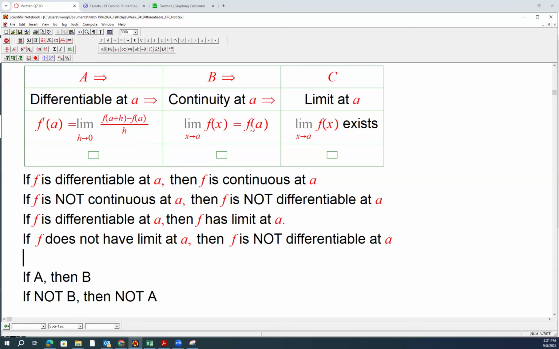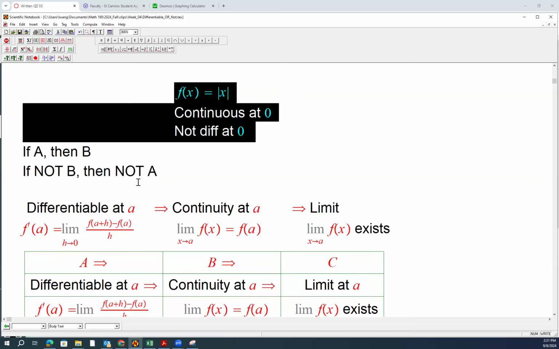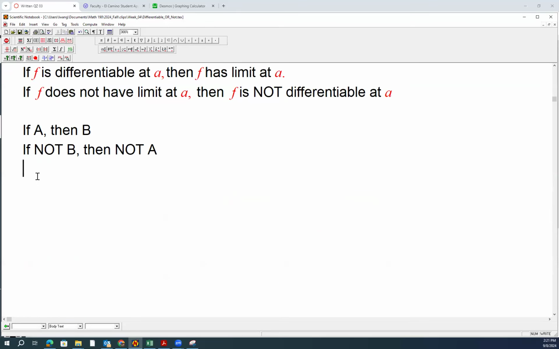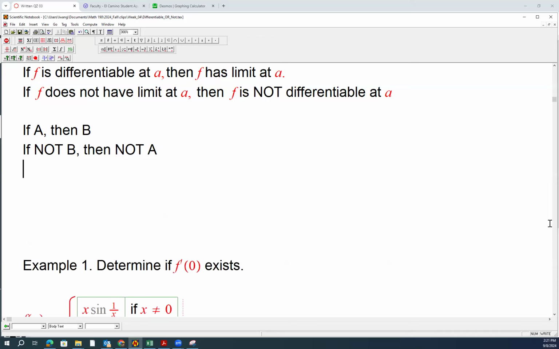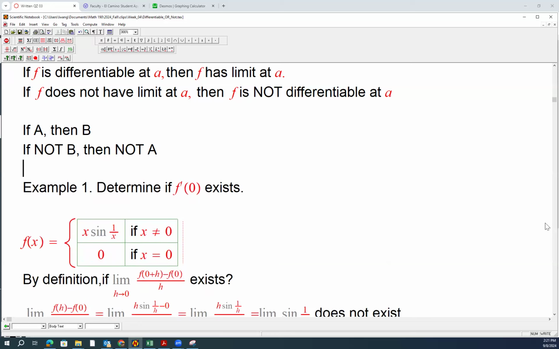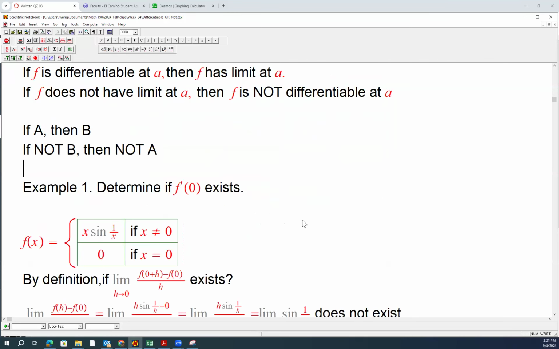But if we have continuity, does that guarantee differentiability? In our earlier discussion, we know it doesn't. We have an example with a function that is continuous, but it's not differentiable. So in order to prove a function is differentiable or not differentiable, besides these tools, we also have an additional tool.